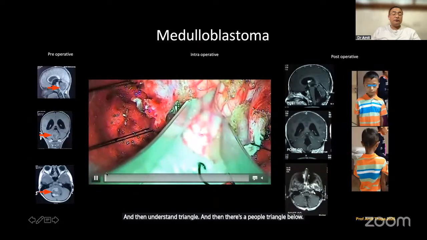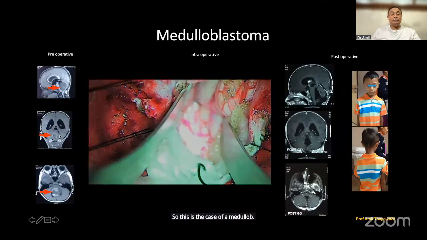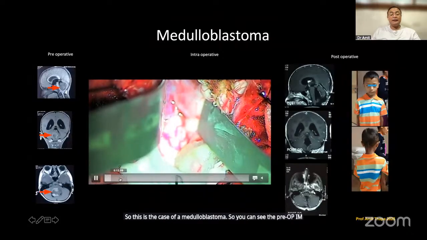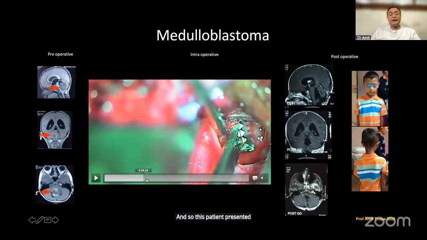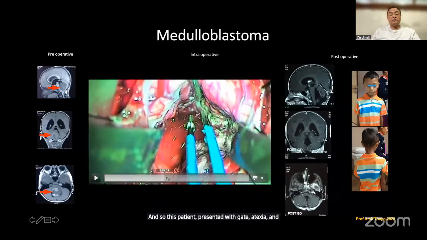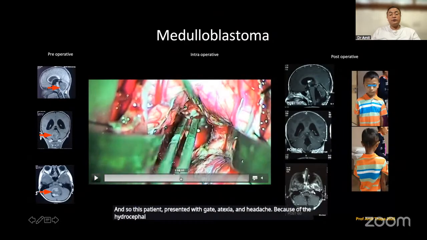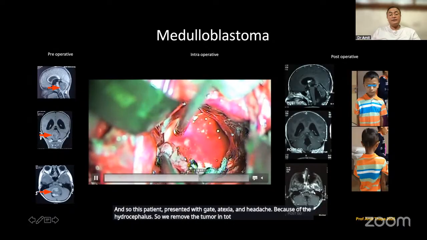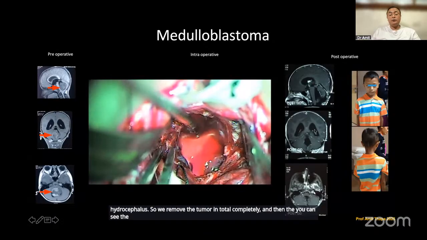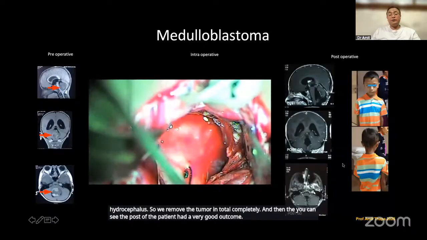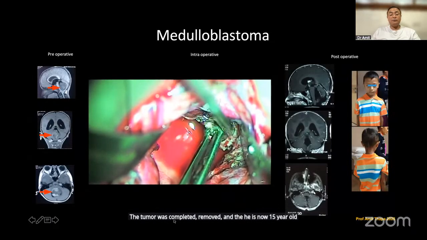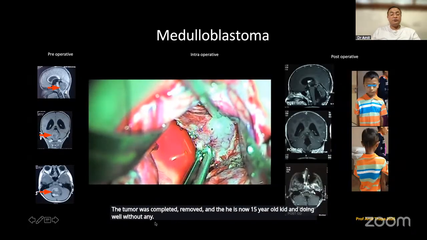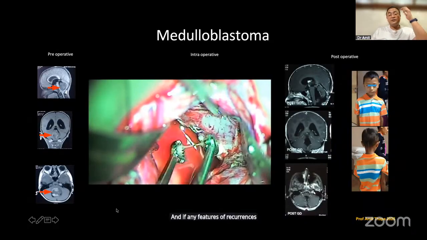So this is the case of a medulloblastoma. You can see the pre-op images here. This was a kid who presented with gait ataxia and headache because of the hydrocephalus. We removed the tumor in toto, and you can see the post-op, the patient had a very good outcome. The tumor was completely removed, and he is now a 15-year-old kid doing well without any features of recurrence because of the complete resection in the first part.